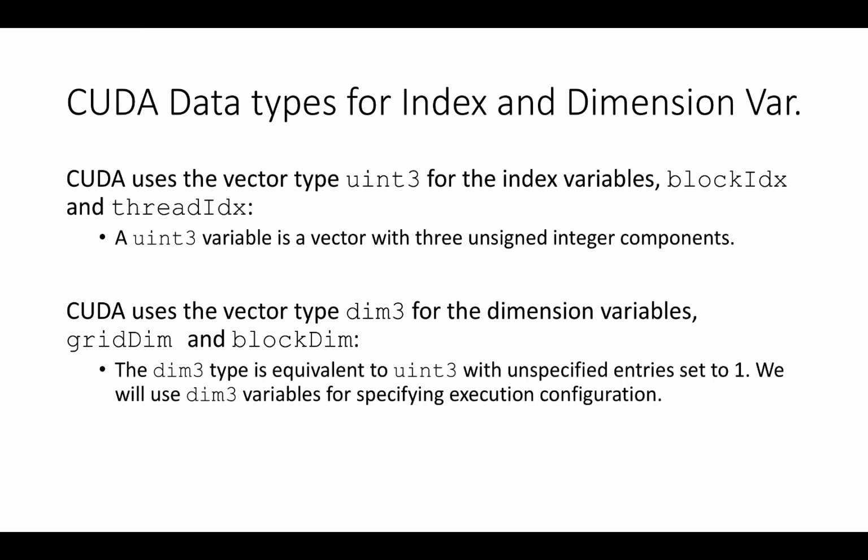In addition, when I introduced CUDA grids, I mentioned briefly the type dim3. CUDA uses the vector type dim3 for the dimension variables gridDim and blockDim. dim3 type is a CUDA type that is equivalent to uint3 with an unspecified entry set to 1. dim3 variables are used for specifying execution configuration.